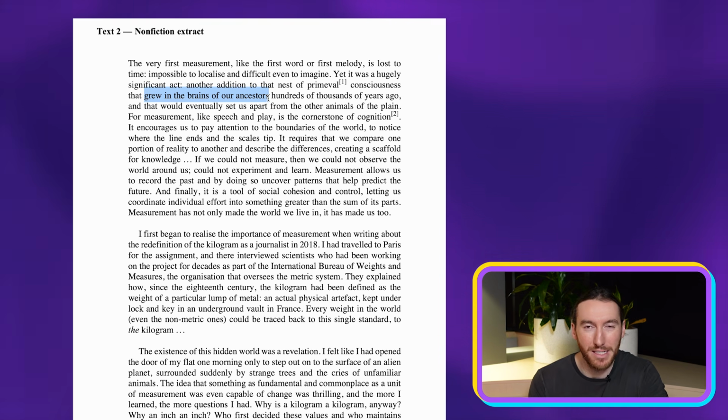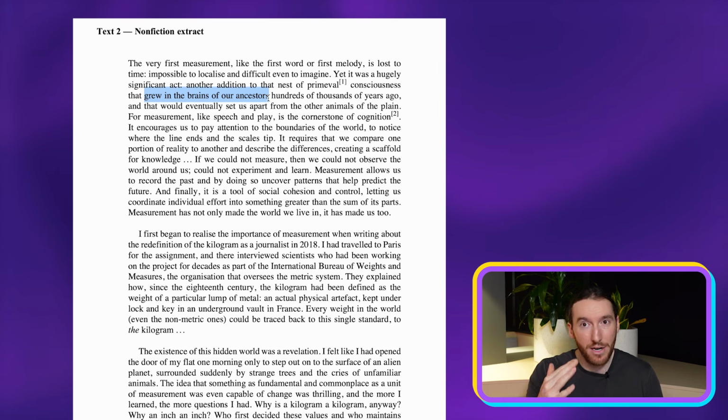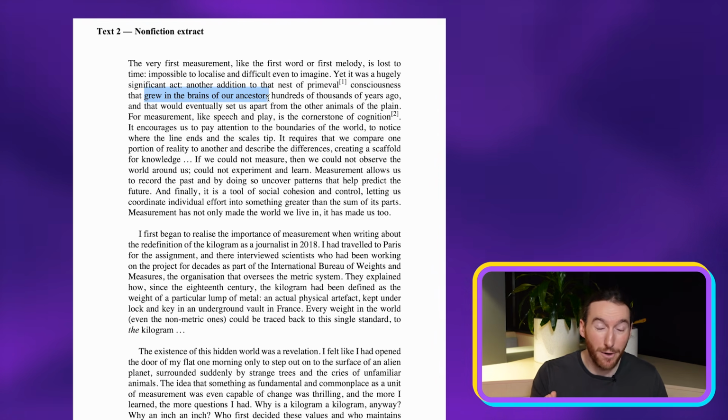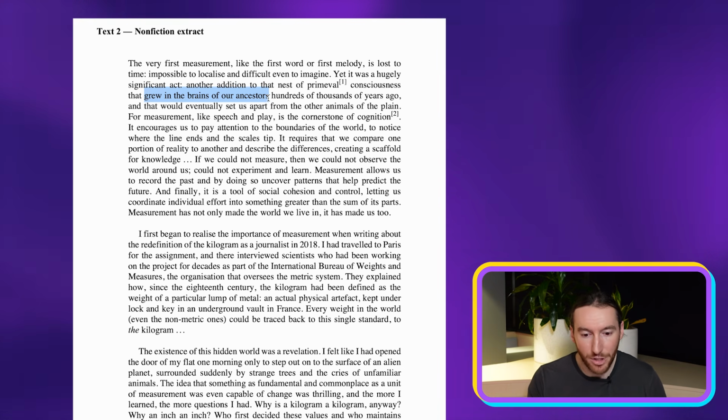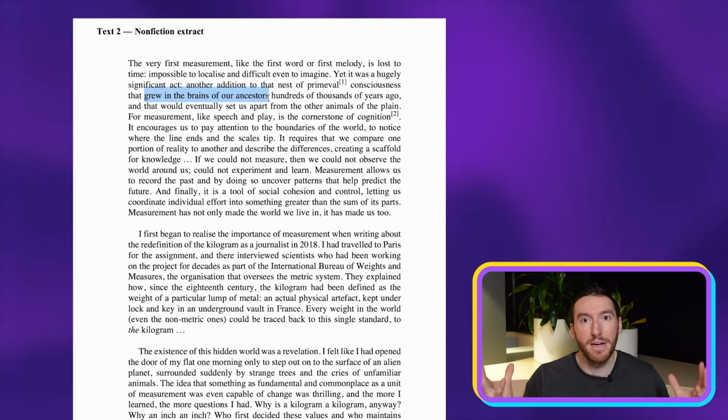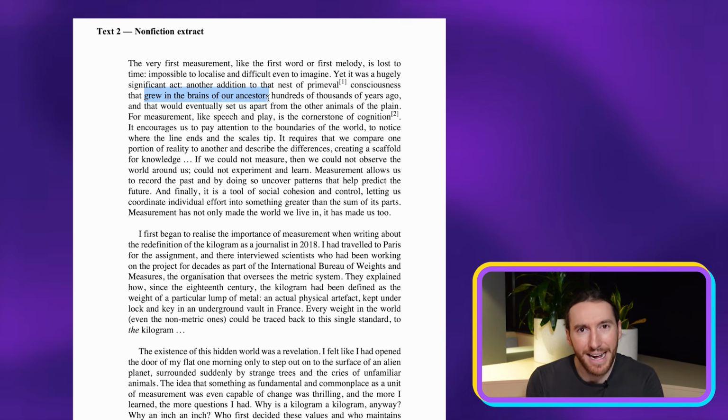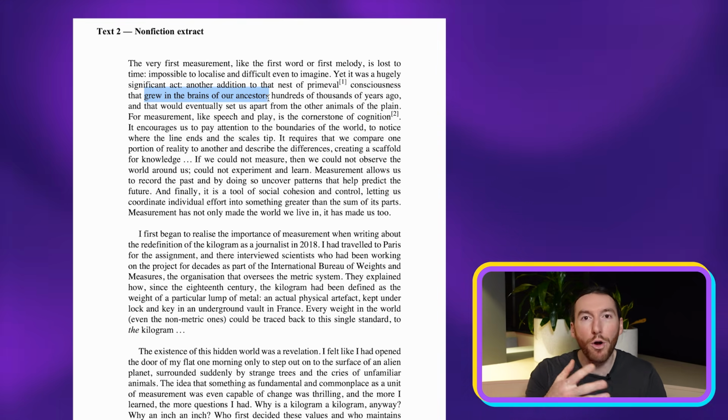And the reason that stood out to me is because it's going all the way back to our ancestors. So straight away, I'm thinking, okay, it grew in the brains of our ancestors. Maybe that's metaphorical, but more importantly, for me, it's this bodily image or this cerebral image of the measurement growing in the brains. And then I'm also thinking about the ancestors, and I'm thinking, what relates to that?